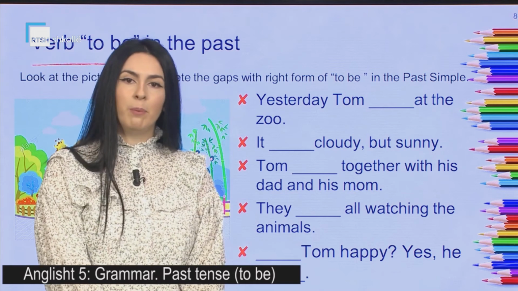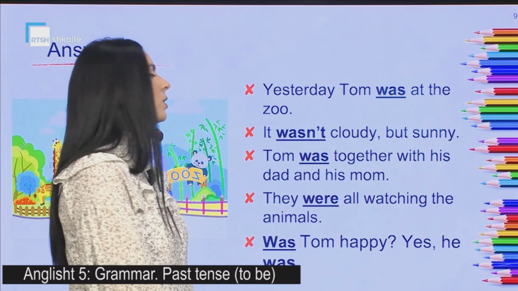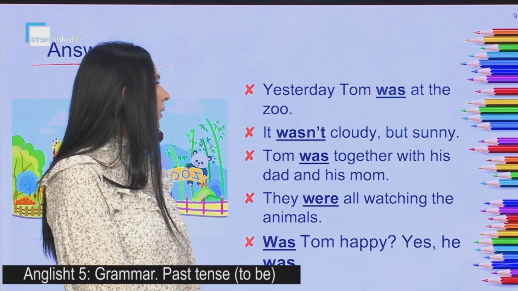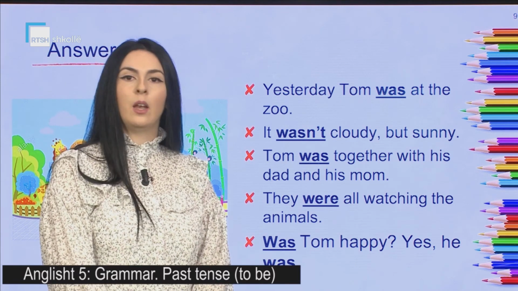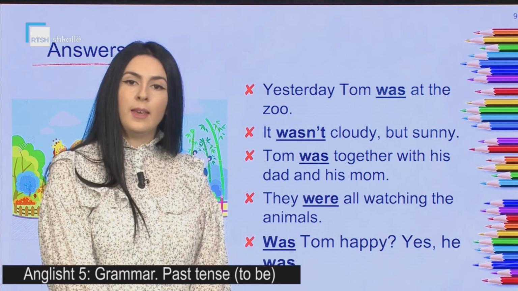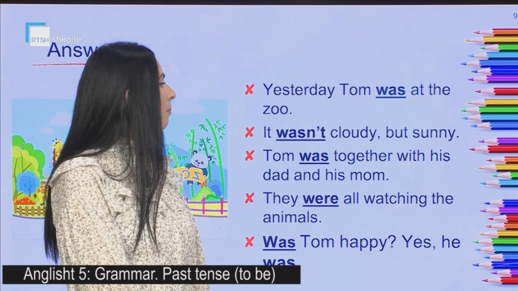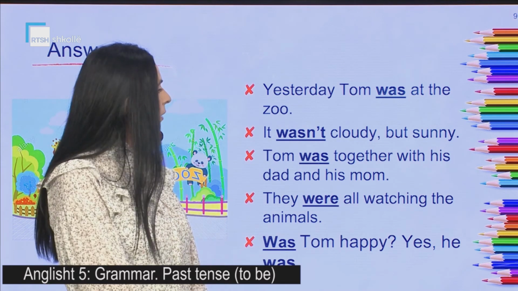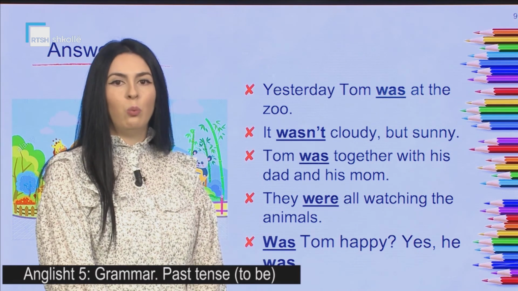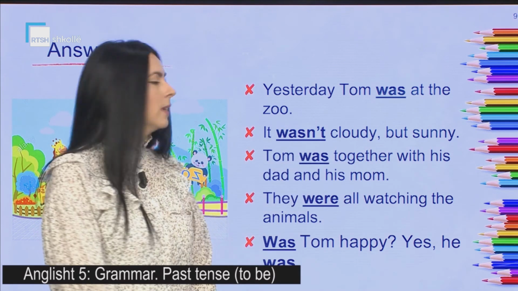Okay, time is up. Now, let's continue. So, yesterday Tom was at the zoo. Why was and not were? Because Tom is the third person singular, he. The second, it wasn't cloudy, but sunny. Be careful. You might say, why should we use wasn't and not was? We use wasn't because we have but in this case.